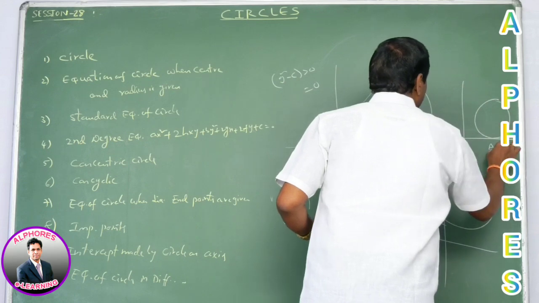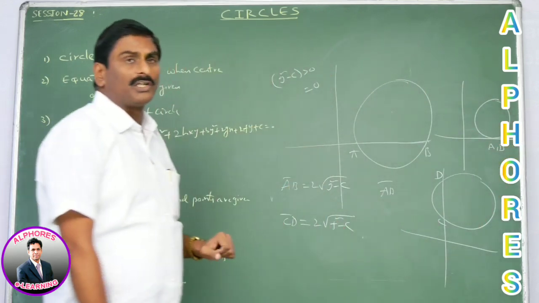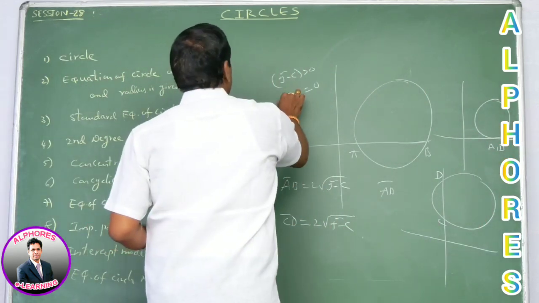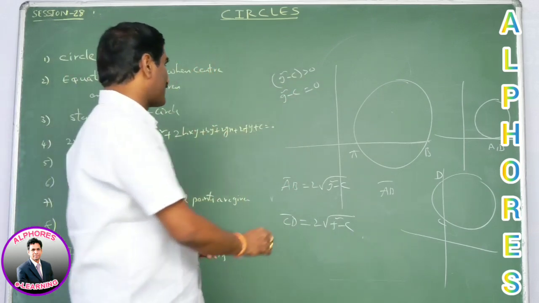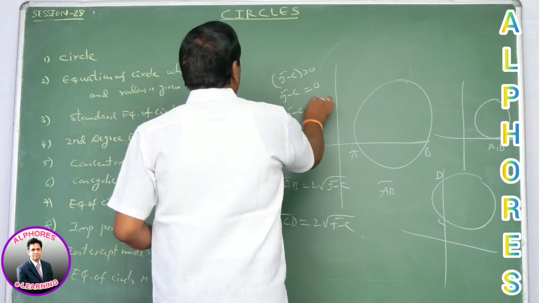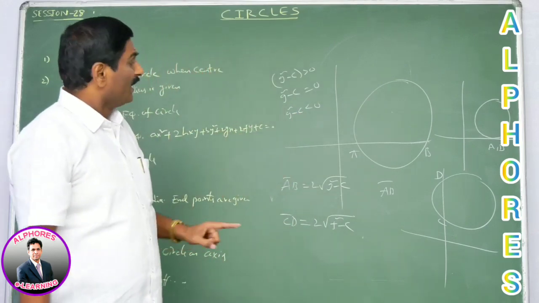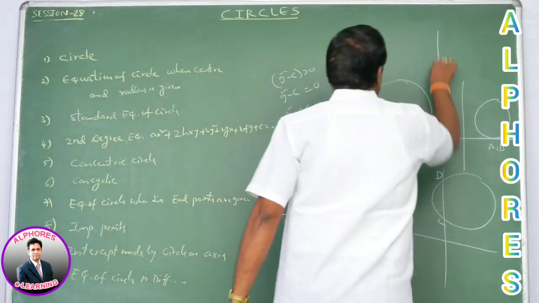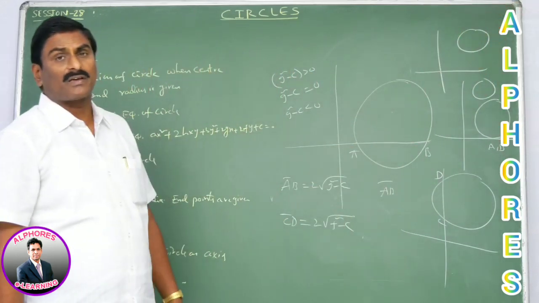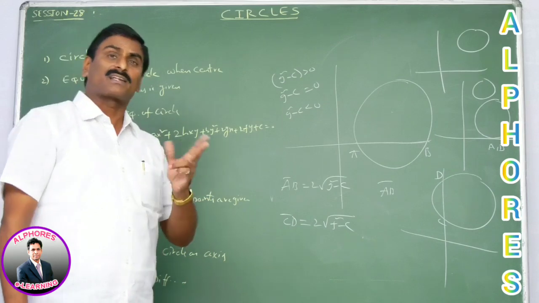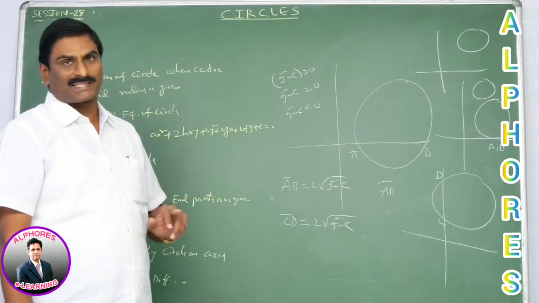Both A and B coincide. That means if AB is equal to 0, that is G square minus C is equal to 0, then the circle touches the x-axis. If G square minus C is less than 0, the circle neither touches nor intersects the x-axis, that is, it lies above the x-axis or below the x-axis.